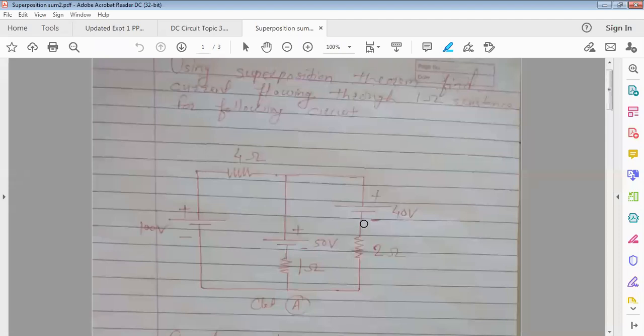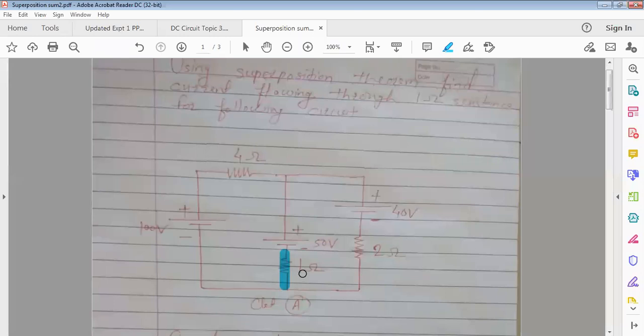As 3 sources are there, mostly such type of sum comes in the exam, and as every sum is for 2 marks, you will be asked to calculate the current flowing through 1 ohm using superposition theorem, considering only 100 volt, or only 50 volt, or only 40 volt. Not all, maybe any two. Considering only 100 volt at a time, and only 50 volt source at a time, find out the current flowing through 1 ohm resistance.